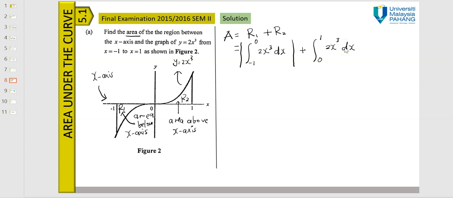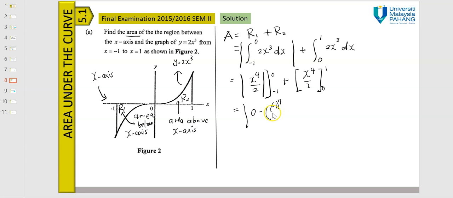Okay, so let's simplify this. Evaluating this integral, you should have 2x power 4 over 4, which is x power 4 over 2, from the limit negative 1 to 0. And then plus the same, we evaluate this integral of 2x cubed, so you have 2x power 4 over 4, which is x power 4 over 2. So now we substitute the limit, so we have 0 minus negative 1 power 4 over 2, then plus 1 power 4 over 2 minus 0.